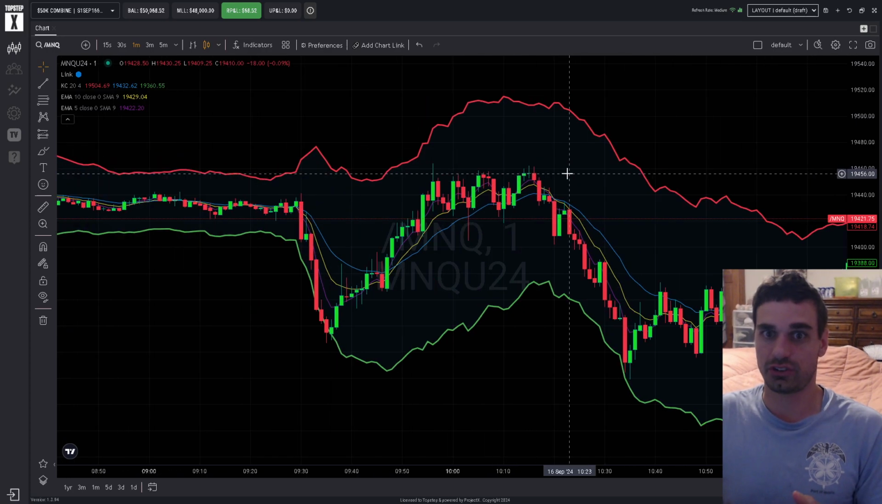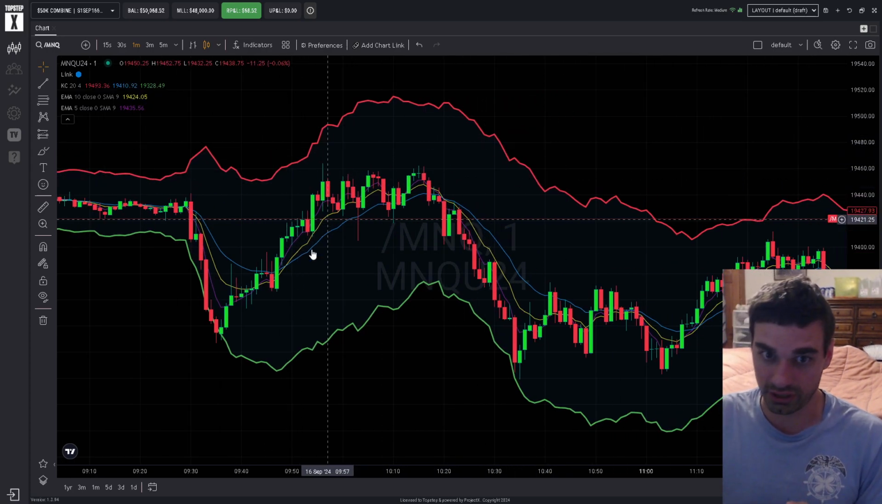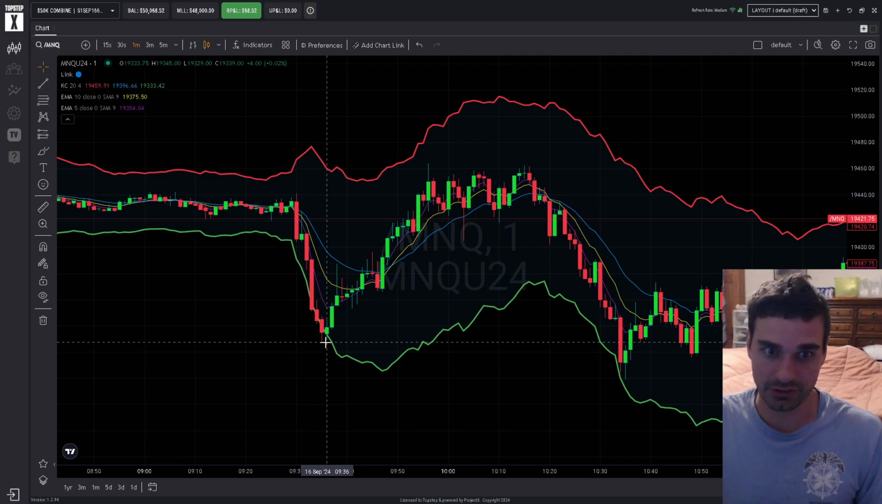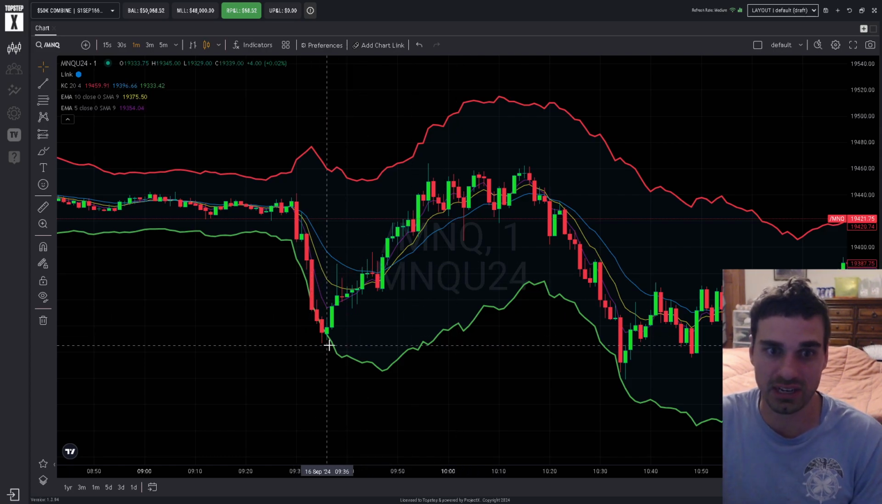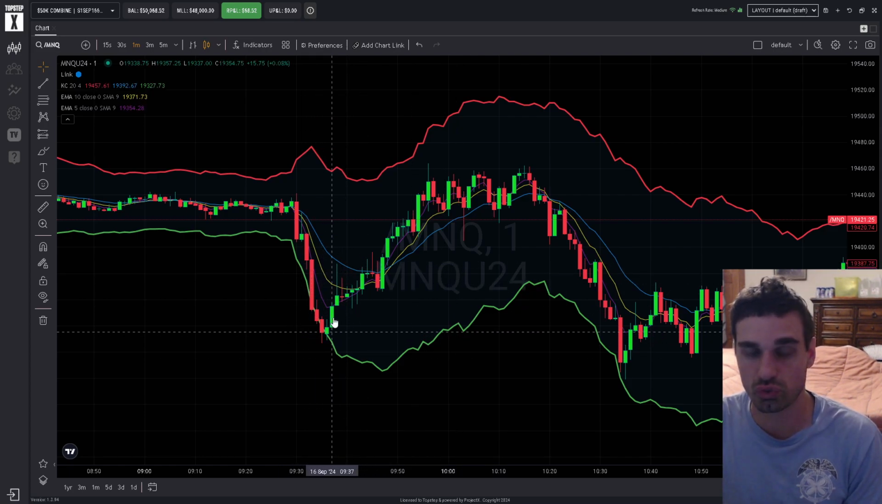So if you're looking at my chart, it's very simple. I made it very dark so you can clearly see when a candle penetrates either the upper or lower band. When it penetrates a band, it is extremely overextended or oversold. So when you see price penetrating this lower band, it is extremely oversold.